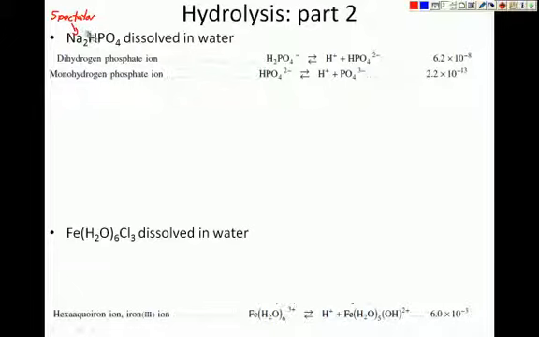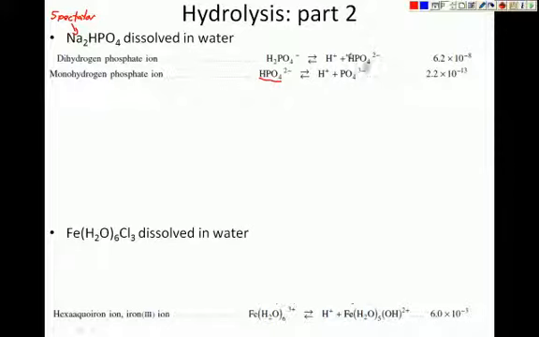Now, we have HPO4. This one's interesting because HPO4 happens to be amphiprotic. If you remember what amphiprotic means, it means it can act as an acid or it can act as a base. On our table, we see that HPO4 2- is right here, and here it is acting as an acid. So HPO4 will combine with water and make H3O+ and PO4 3-.